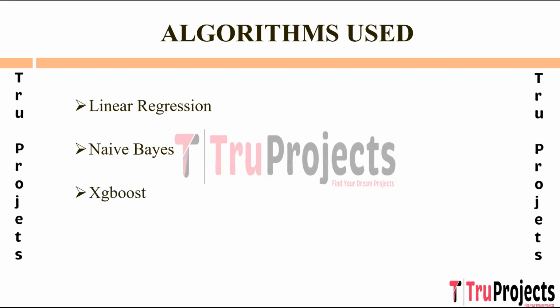XGBoost. XGBoost, extreme gradient boosting, is a powerful machine learning algorithm known for its efficiency and effectiveness in handling structured data. In the context of enhancing security for cryptocurrency transactions, XGBoost is employed for various purposes such as anomaly detection, transaction classification, and ensemble learning.